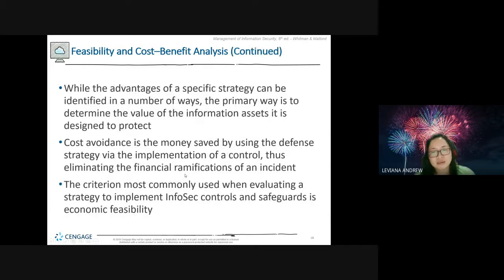Cost avoidance is the money saved by using the defense strategy via the implementation of controls, thus eliminating the financial ramifications of an incident.